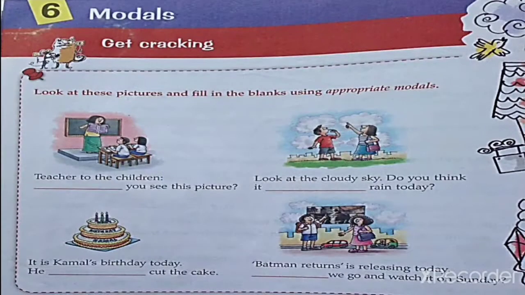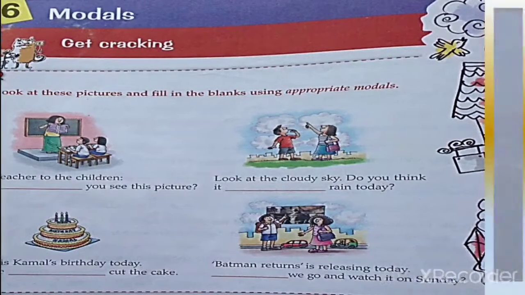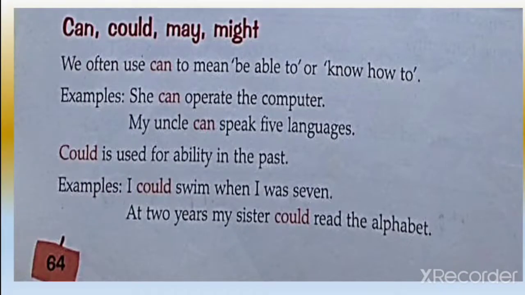Now we'll move to the explanation of this lesson. Now look here. Can, could, may, and might. We often use can to mean be able to or know how to. Now what's the use of can? We often use can to mean be able to or know how to. For example, she can operate the computer. My uncle can speak 5 languages.